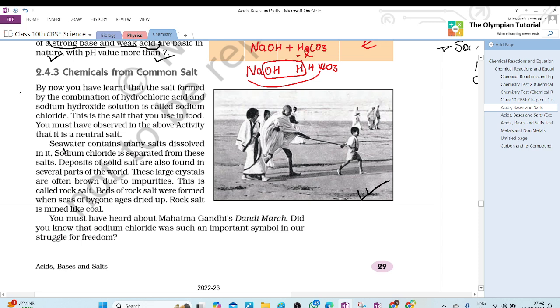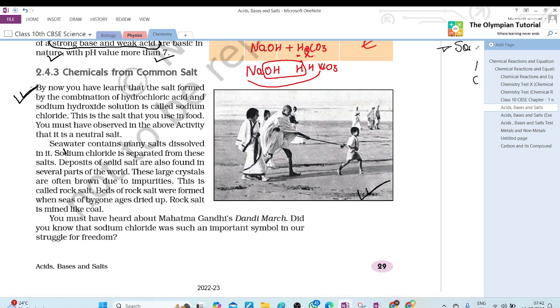Ishan, start to read from here. By now, you have learned that the salt formed by the combination of hydrochloric acid and sodium hydroxide solution is called sodium chloride. That is the salt that you use in food. You must have observed in the above activity that it is a neutral salt. Seawater contains many salts dissolved in it. Sodium chloride is separated from these salts.